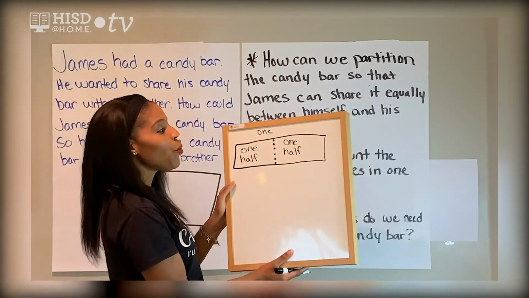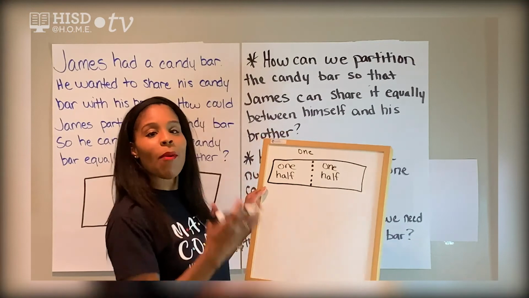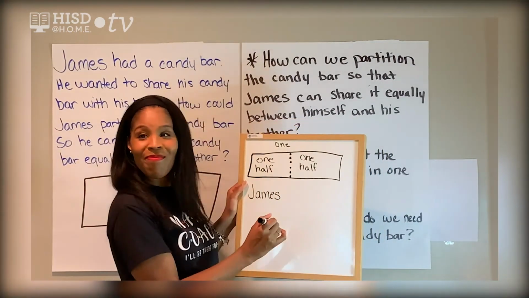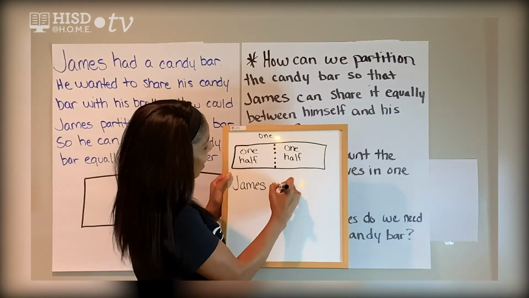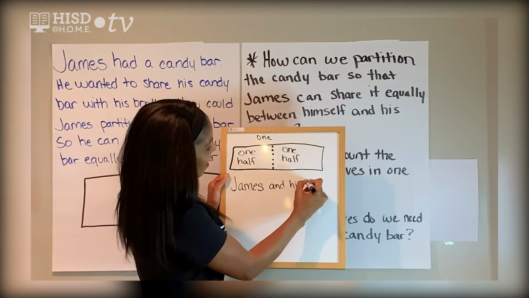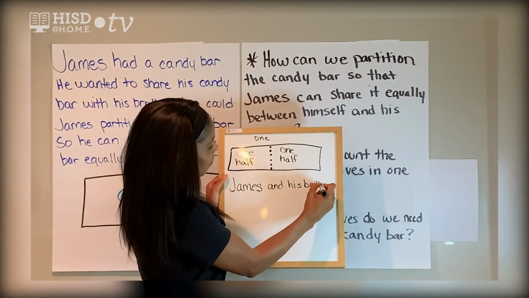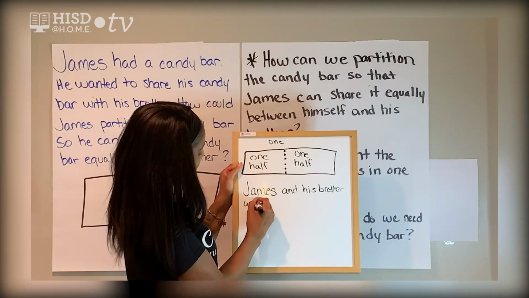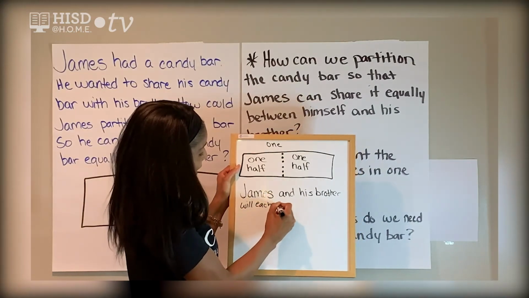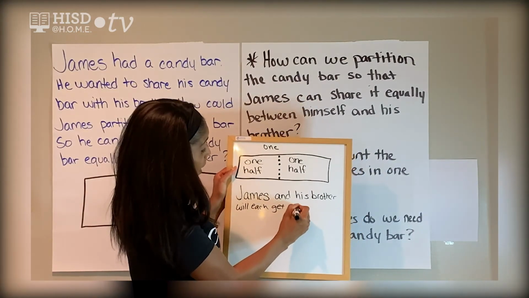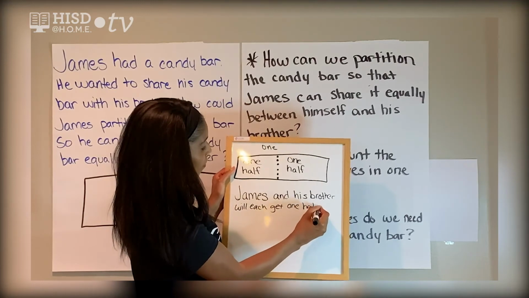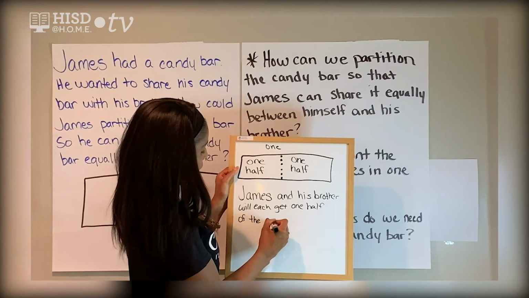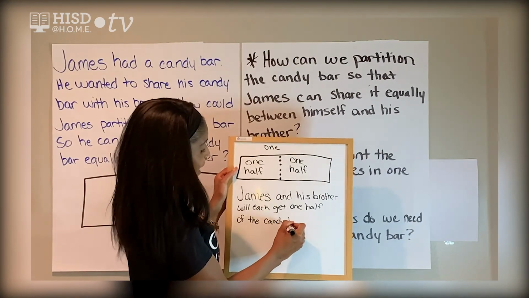So I want to use a complete sentence to summarize what we did. James and his brother will each get 1 half of the candy bar.